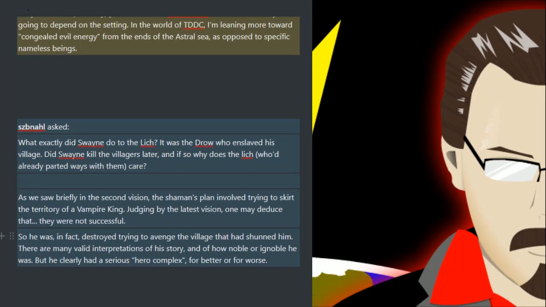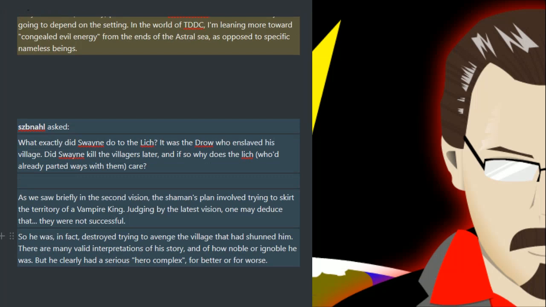Essed Banal asked, what exactly did Swain do to the Lich? It was the Drow who enslaved his village. Did Swain kill the villagers later? And if so, why does the Lich, who already parted ways with them, care? As we saw briefly in the second vision, the shaman's plan involved trying to skirt the territory of a vampire king. Judging by the latest vision, one may deduce that they were not successful. So he was, in fact, destroyed trying to avenge the village that had shunned him.